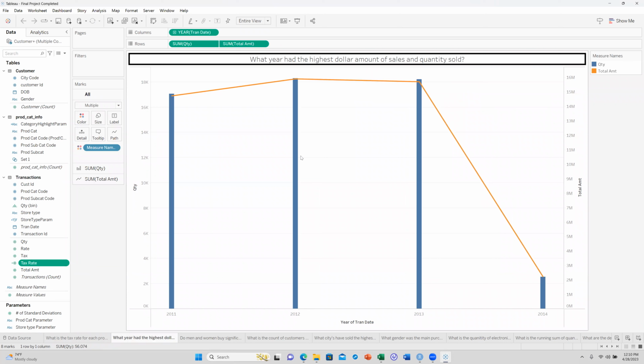Okay, and then right here, we're going to move on to the next graph, and this is what year had the highest dollar amount of sales and quantity sold. This graph is important because we can see from 2011 to 2012, it increases slightly. 2012 to 2013, it stays pretty constant. And then something happens in 2014 and it just goes off the deep end and severely declines. Moving forward in data analysis, if we wanted to pinpoint what caused this sharp decline, we could find that and then draw conclusions from it.